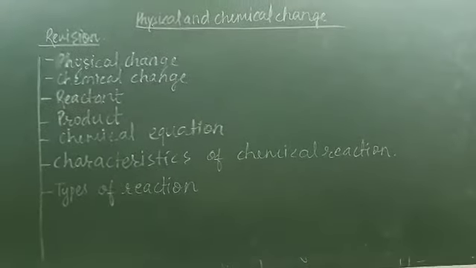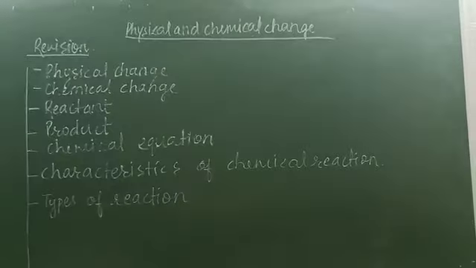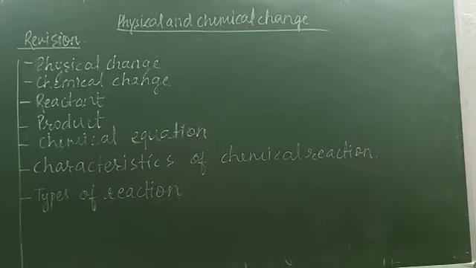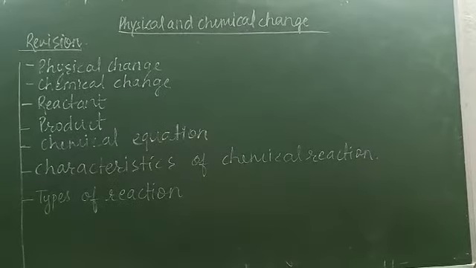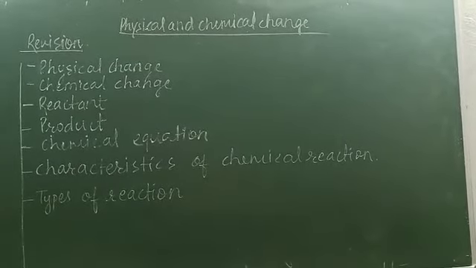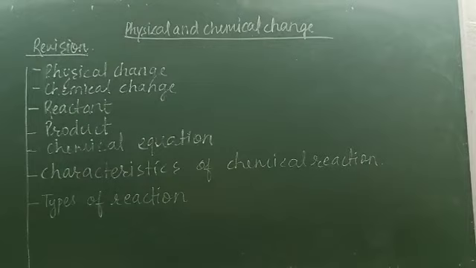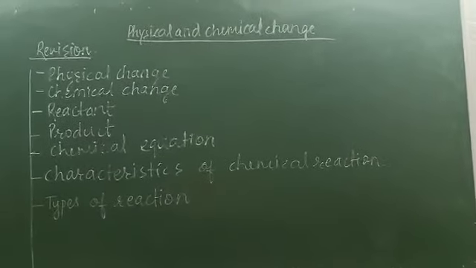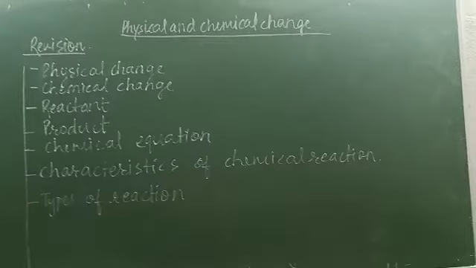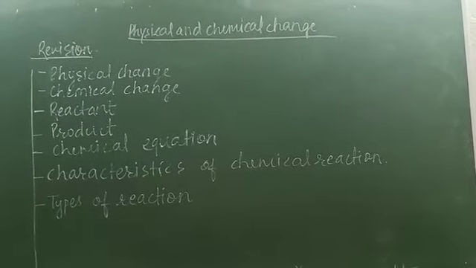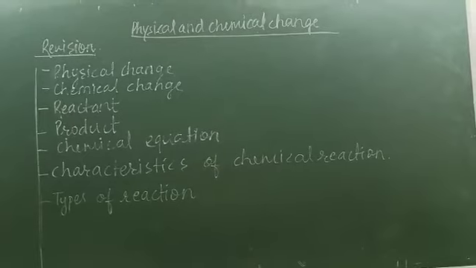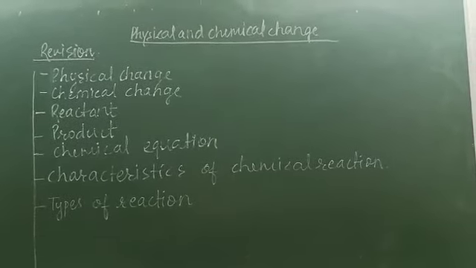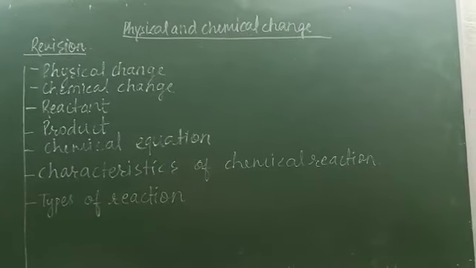Now next is releasing of heat and sound or light. In a chemical reaction, light and sound can also be released, like burning of crackers. After burning of a cracker, it can produce light as well as sound. Now next is formation of precipitate. What is a precipitate? It is the solid insoluble substance formed during a chemical reaction.